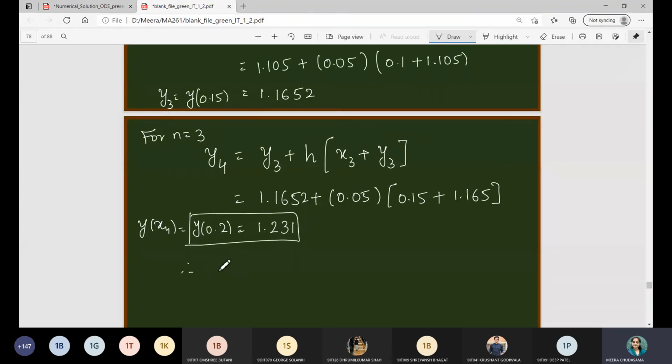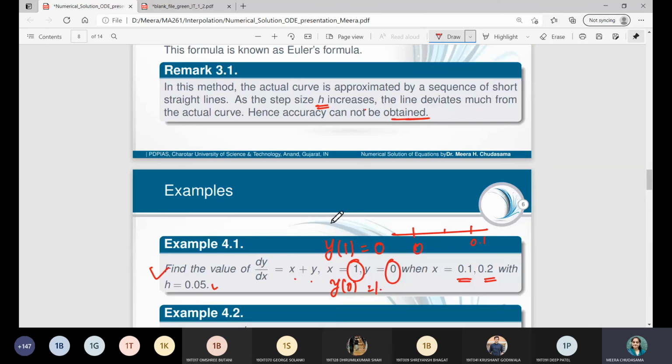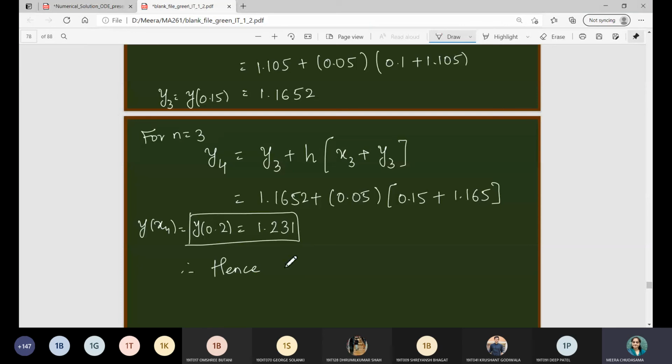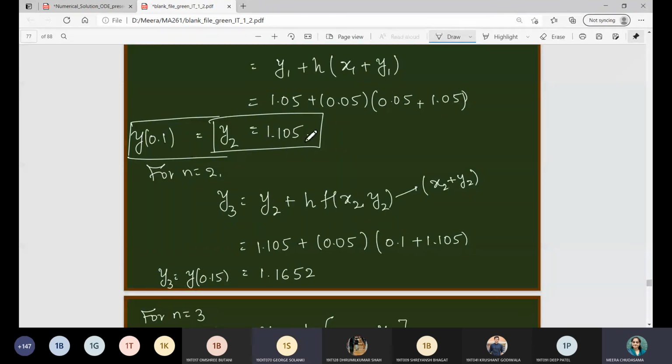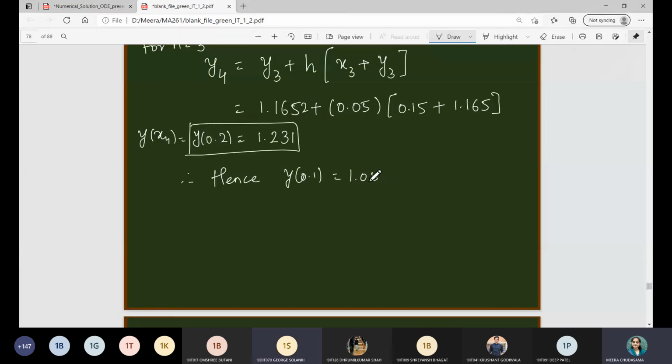So hence we can write the values that were asked, let me show it over here: at 0.1 and 0.2. So y at 0.1, which we got, is 1.105, and y at 0.2 is 1.231. So that is what Euler's method is.